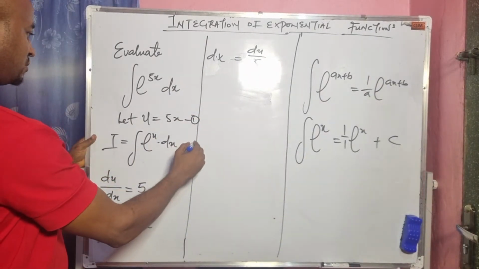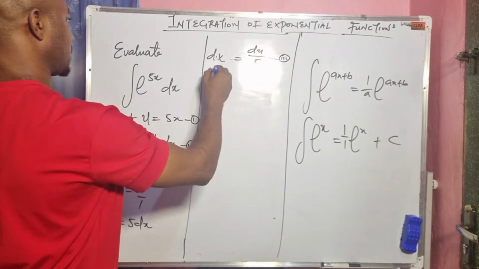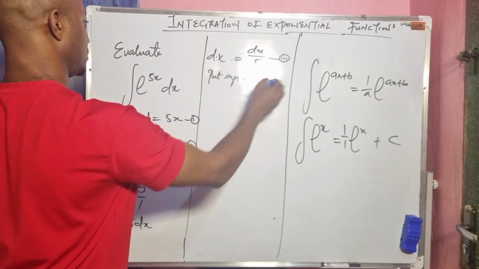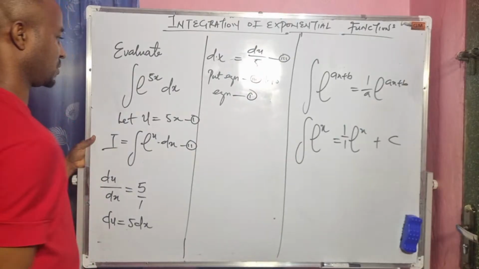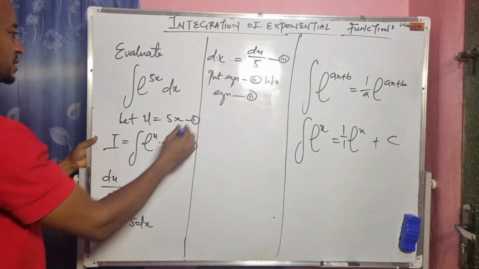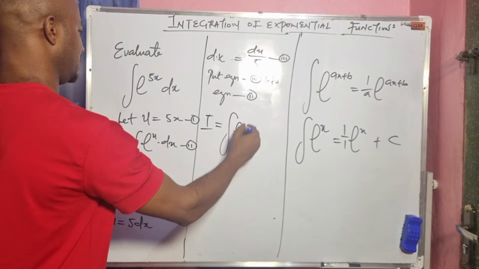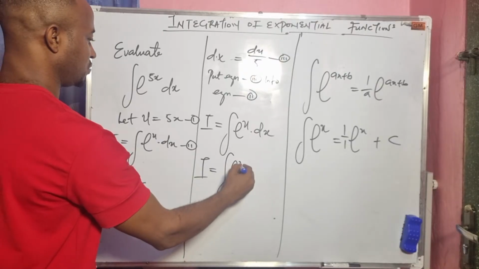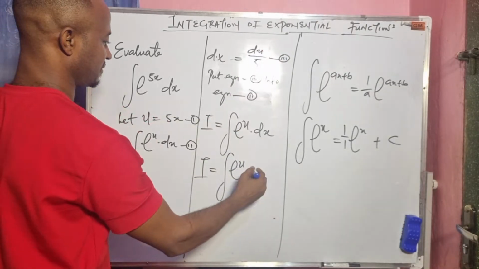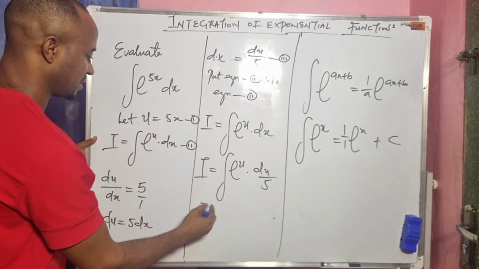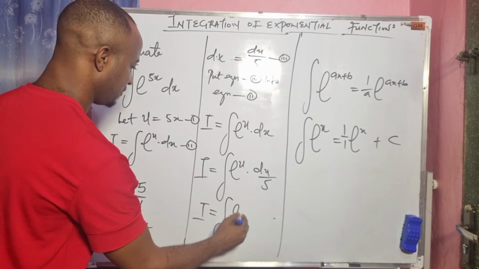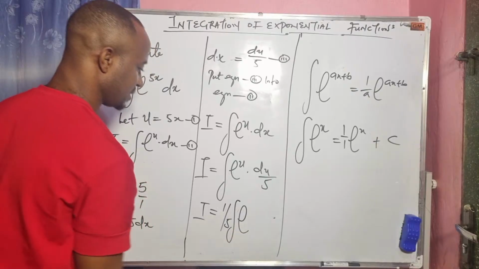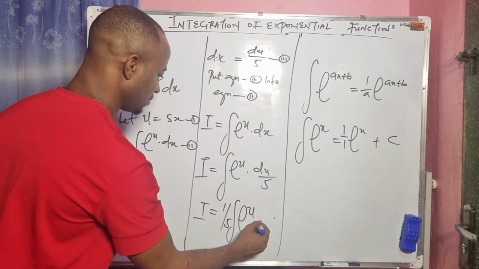This is our equation 2. This is our equation 3. So I can put equation 3 into equation 2 rather. And equation 2 says I equals the integral of e^u dx. So our integral becomes the integral of e^u, and our dx is du over 5. So that will give us I equals the integral of 1 over 5 e^u du.